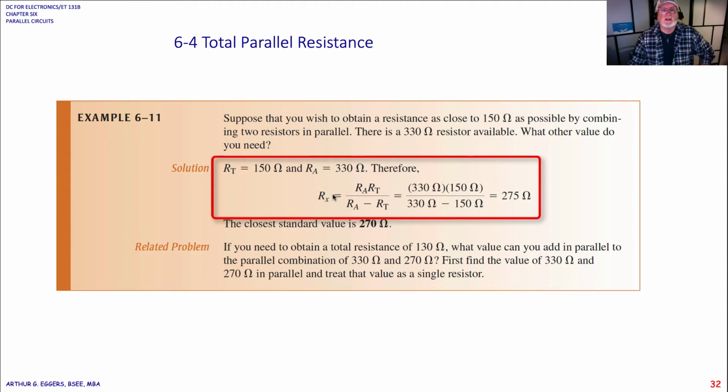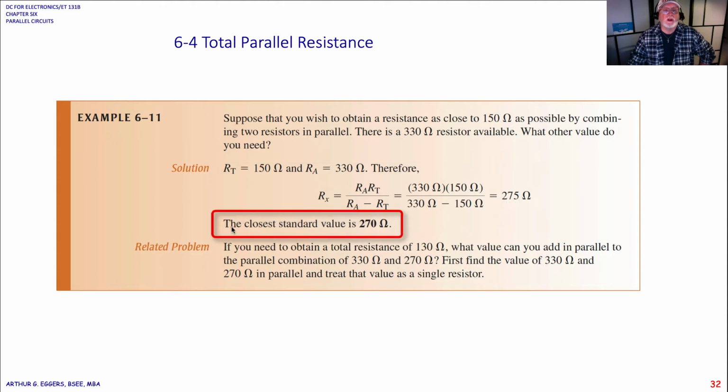So now if we place those values into the relationship, the product over the difference, we have 330 ohms times 150 ohms, and the difference of 330 minus 150 gives us 275 ohms. So the closest standard value would be 270 ohms if you were to have that value in your bench stock, or if you were able to purchase one. So again, with the related problems, go ahead and do this one on your own. Improve your skills. Make sure you understand what's going on here.